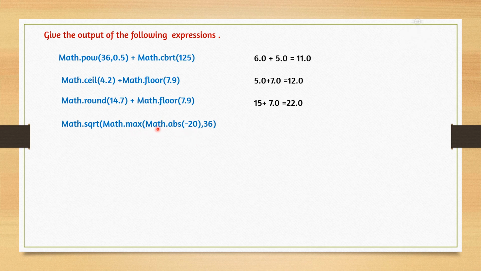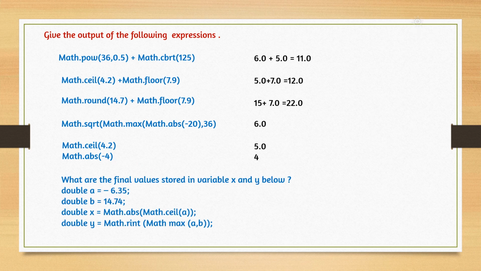Now Math.max of 20 comma 36. Of 20 and 36, the biggest number is 36. And then Math.sqrt of 36. So the answer will be 6.0. And now Math.ceil. Ceil means the next number. Abs of a negative number: if it is a negative number, the answer will come in positive.